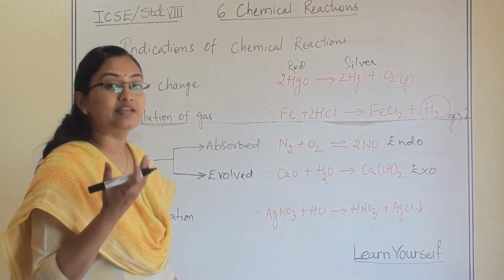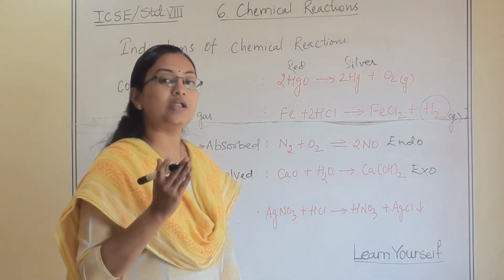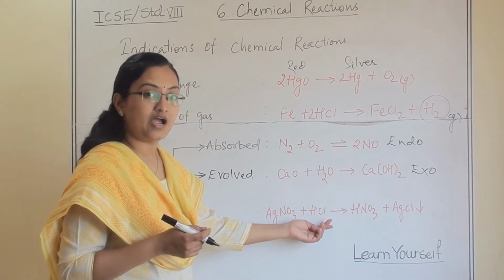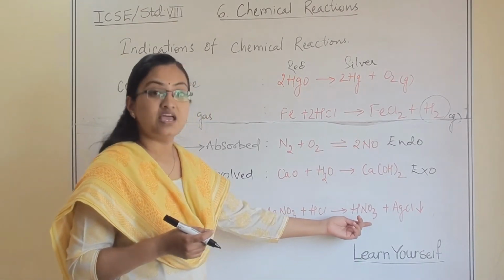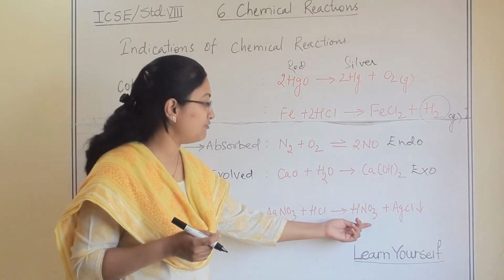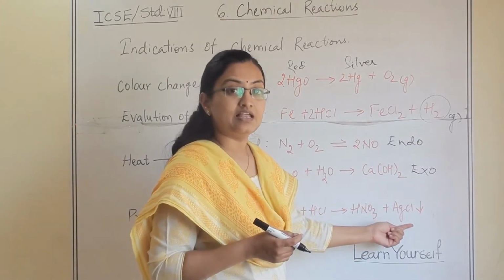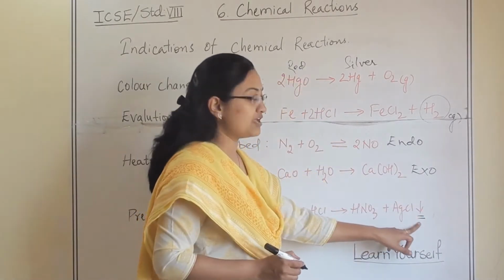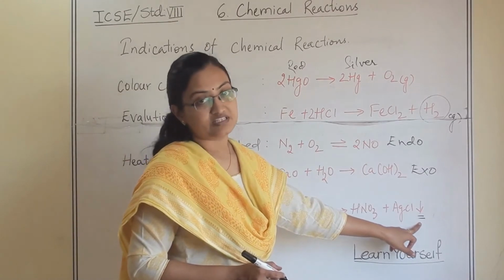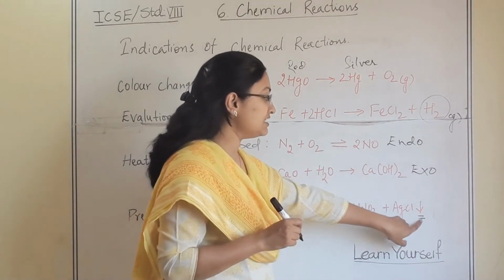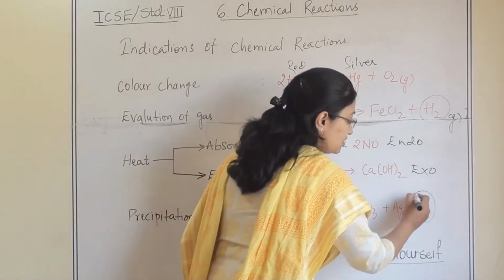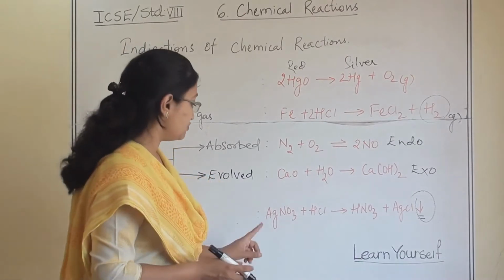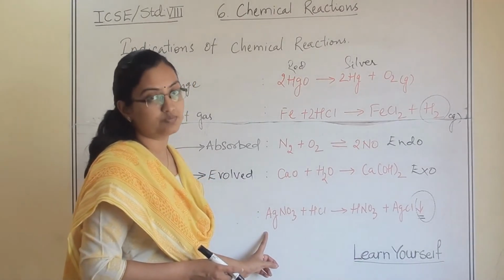Precipitation means we will get any solid compound at the end. When silver nitrate, AgNO3, reacts with hydrochloric acid, it gives us HNO3, nitric acid in the liquid form, and AgCl, silver chloride in the precipitation form. This sign we are showing for precipitate. That means it is in the solid form. The down arrow will tell us this will be a precipitate. So this reaction is an example of precipitation reaction.